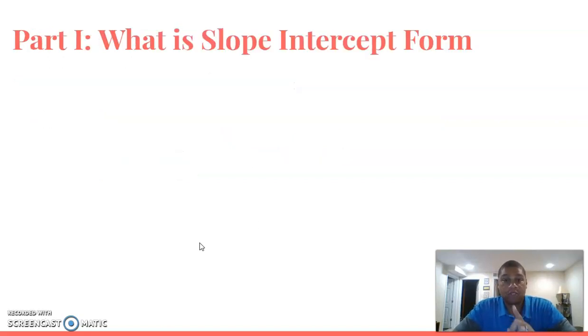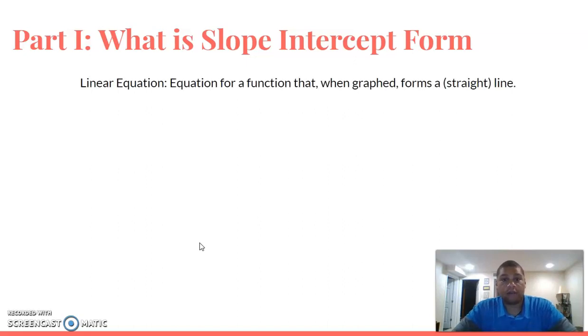What is slope-intercept form? To talk about slope-intercept form, we have to remember what it is we're actually dealing with here, which is linear equations. And this is basically an equation for a function, right? So something that would pass our vertical line test. But when it's graphed, it forms a straight line. Remember, I'm putting straight in parentheses because technically in math, I don't need to say straight. All lines are straight. But just in case you can't remember, these are all going to be our lines, straight lines. So you want to write that one down just to know what we're talking about.